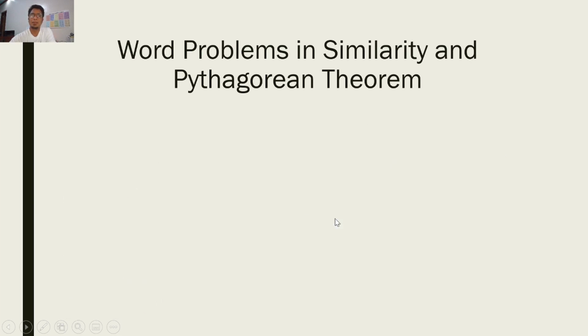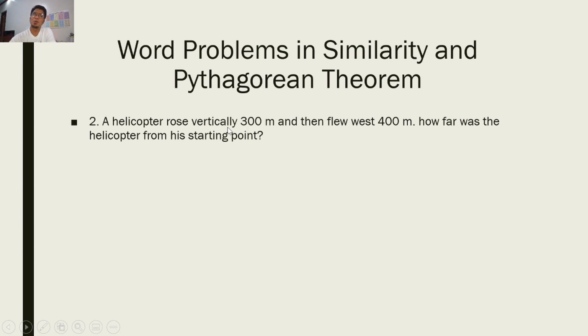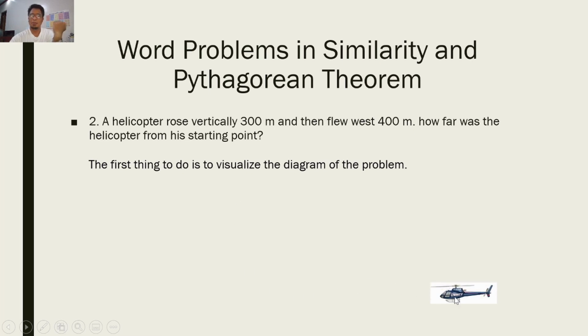Okay po? Next. A helicopter rose vertically 300 meters and then flew west 400 meters. How far was the helicopter from its starting point? Now, ano pong gagawin natin dito? The first thing to do is visualize the diagram of the problem. Ito yung helicopter, anong ginawa? Umangat. Pag-angat, syempre, napapunta na siya doon. Gaano kataas yung iniangat po niya? 300 meters.